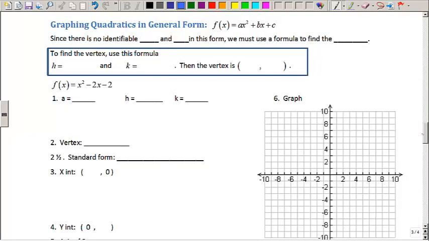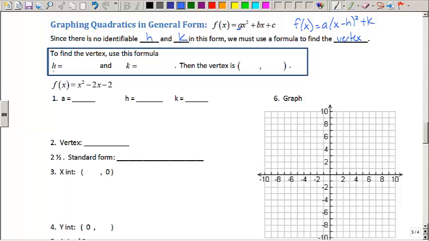Next, we'd like to graph quadratics in the general form, f of x equals ax squared plus bx plus c. Notice that this a is the same a that we found in f of x equals a times x minus h quantity squared plus k. The a is the same in both, so we can easily find the a value. Unfortunately, there is no identifiable h and k in this general form, and we need the h and k in order to find the vertex.